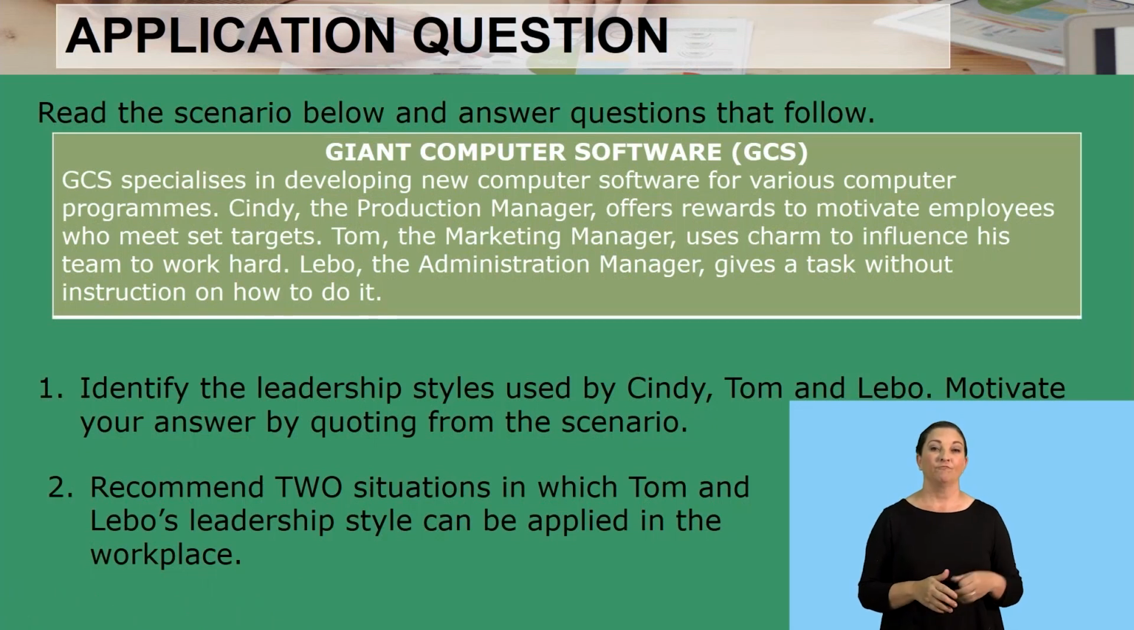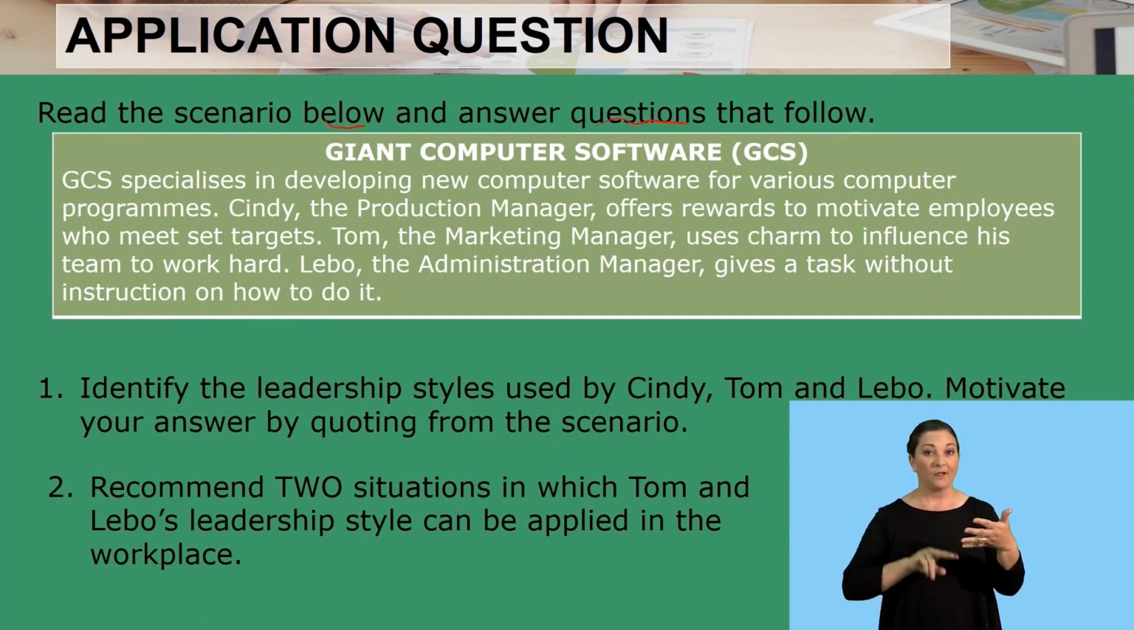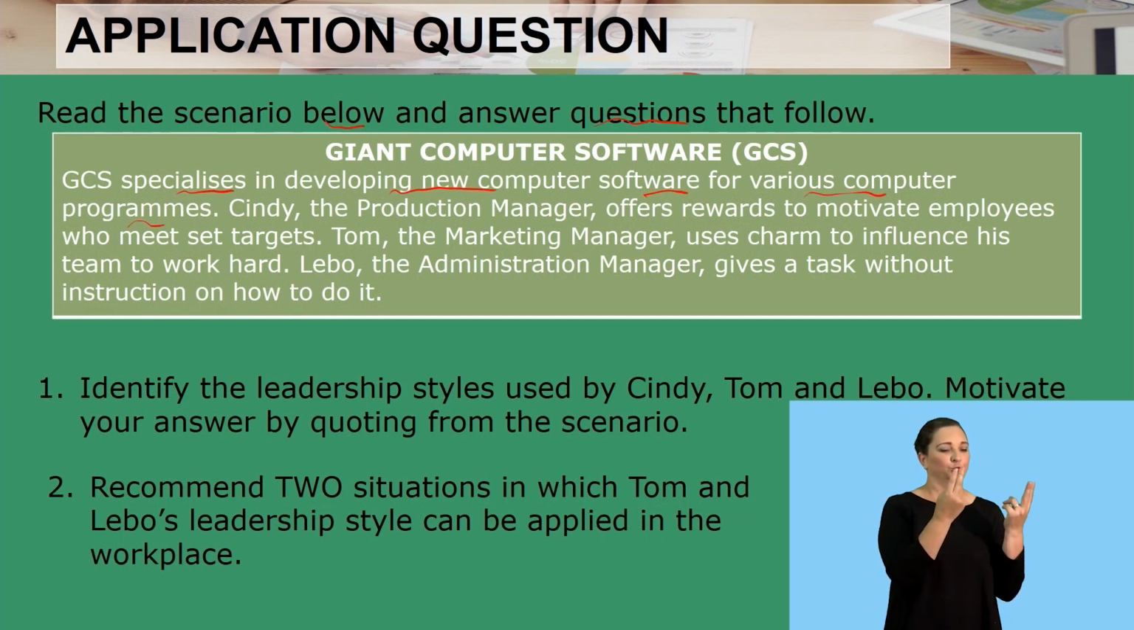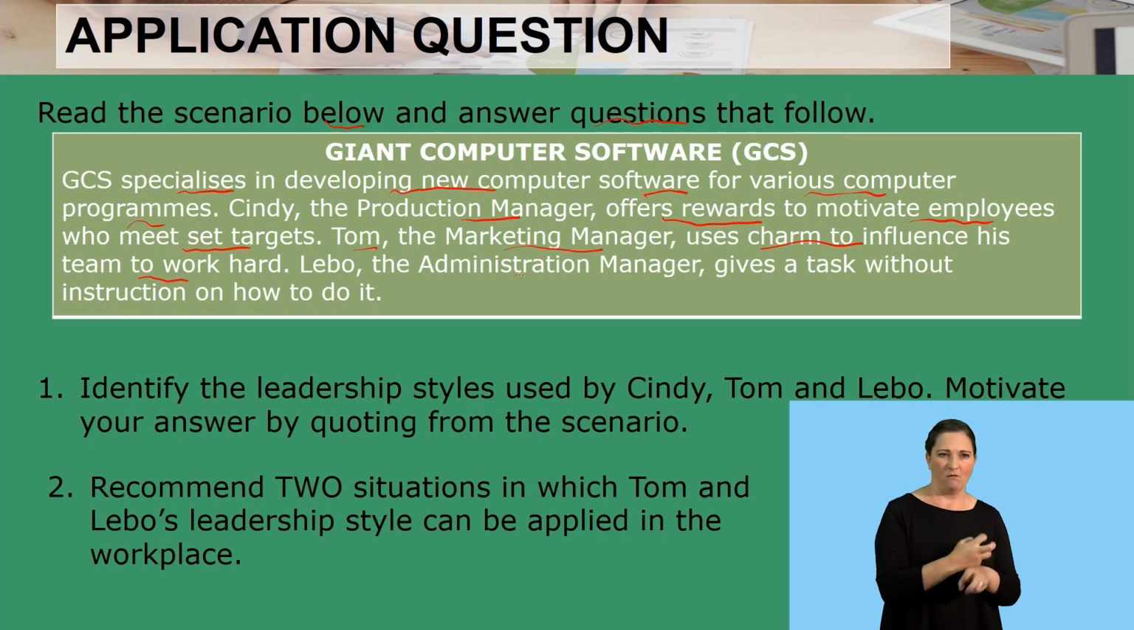Then, as we proceed, we have the third scenario, which instructs us to read the scenario below and answer questions that follow. We have Giant Computer Software. Giant Computer Software specializes in the developing of new computer software for various computer programs. We have Cindy, the production manager, who offers rewards to motivate employees who meet targets. Tom, the marketing manager, uses charm to influence his team to work hard. Lebu, the administration manager, gives a task without instruction on how to do it.